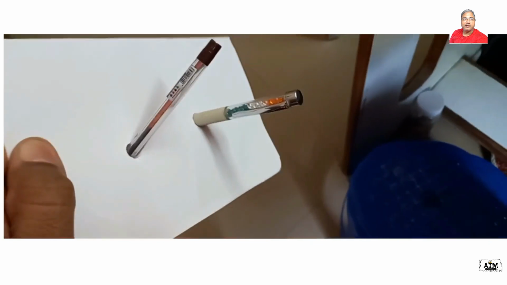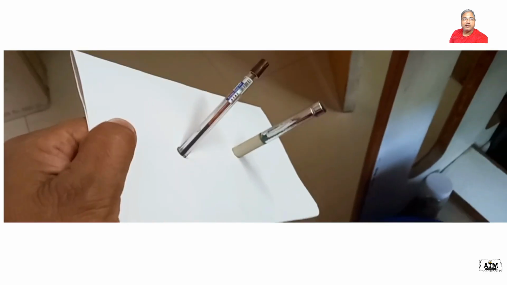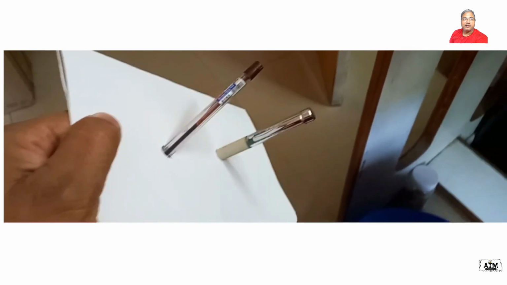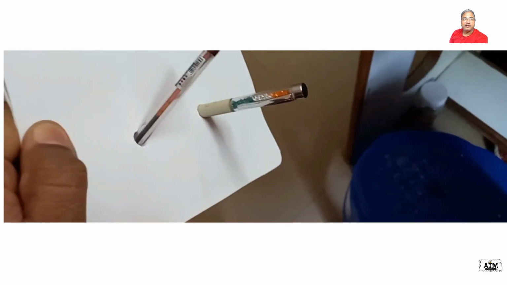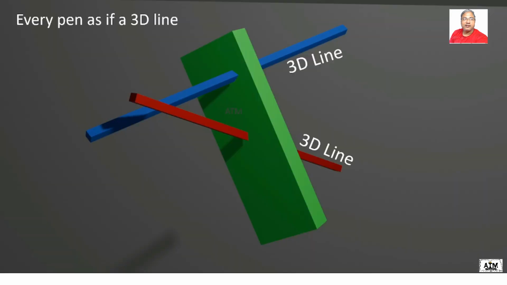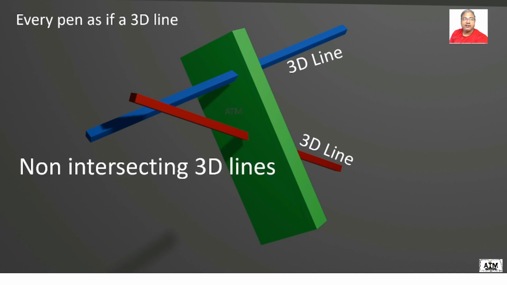Now, if we extend these pens from either side, will they intersect? The answer is, these lines will never intersect, from this side or from the other side. If every pen is a 3D line, we have two 3D lines, and both are non-intersecting lines.